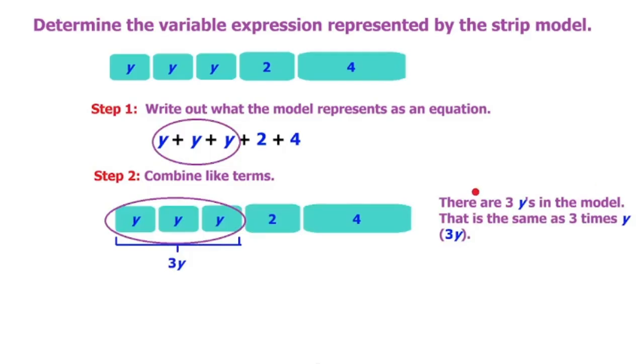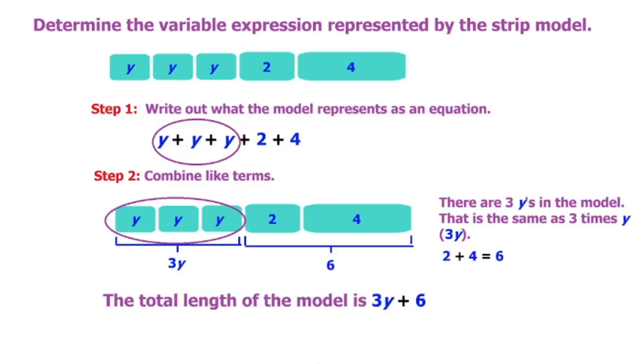So there are 3 y's in the model. That is the same as 3 times y, or 3y. So this is 3y. And then this is just equal to 6, because 2 plus 4 equals 6. So the total length of this model is 3y plus 6. And that's how you create a variable equation.